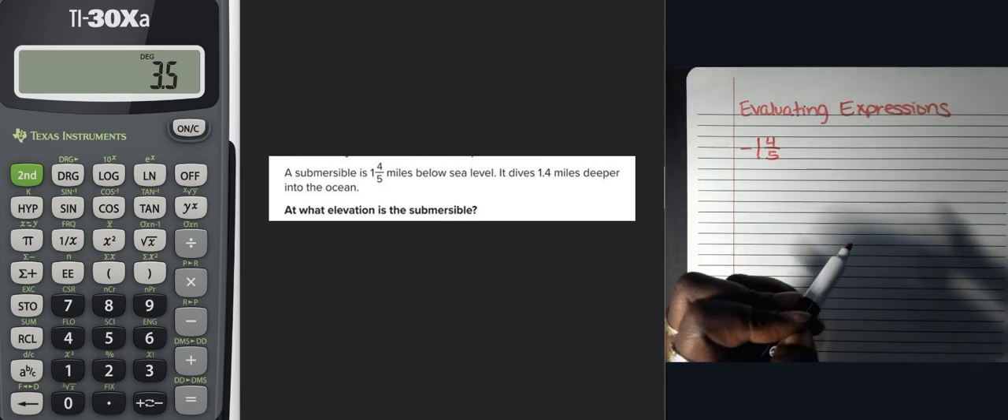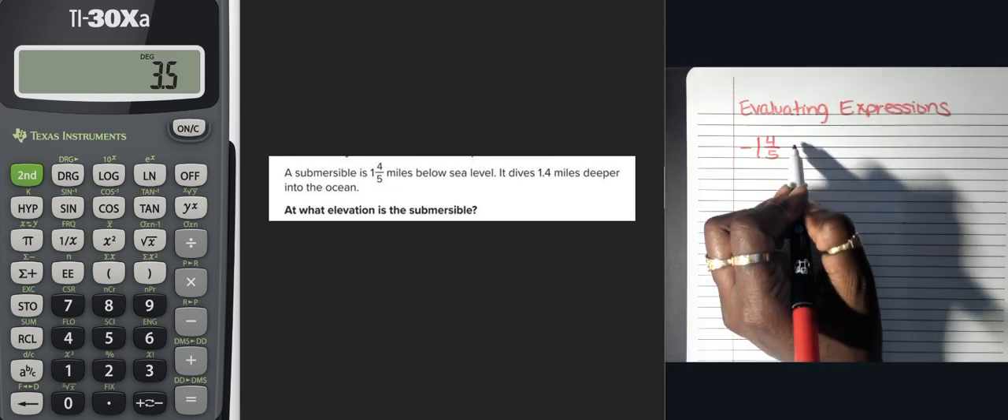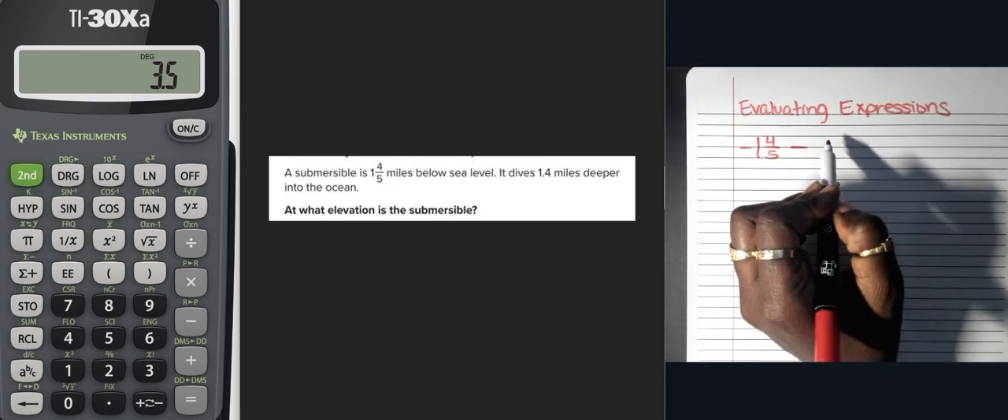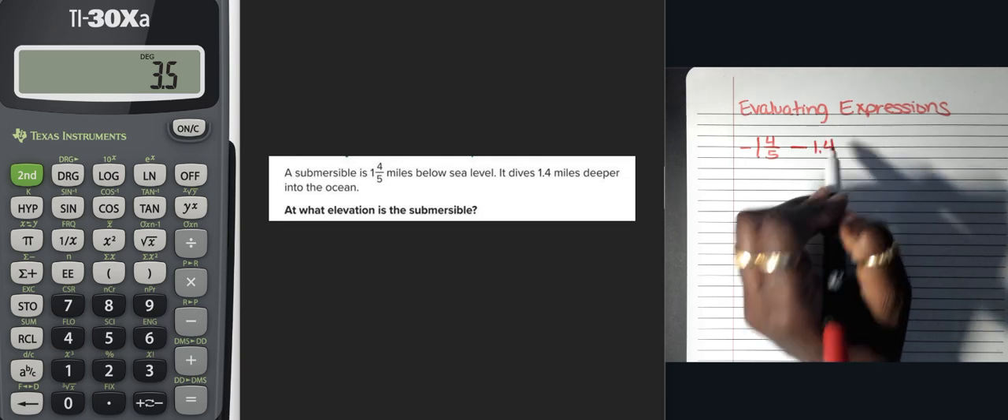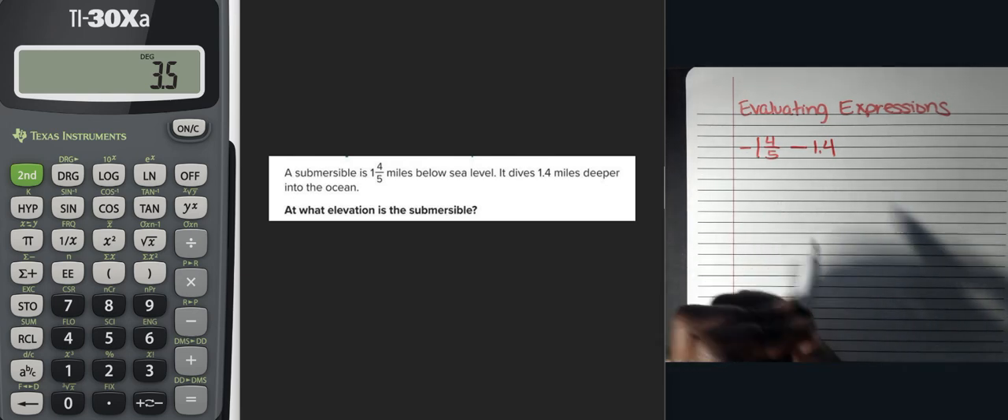Okay. And it dives 1.4 miles deeper into the ocean. So if we're thinking about it, it's continuing to go down, right? And so if it's going down, then that means we are going in the negative direction, right? So our second term is also going to be negative, and we're going to put minus 1.4. Now we want to know what is our elevation at this point.